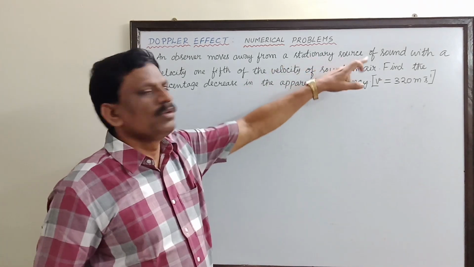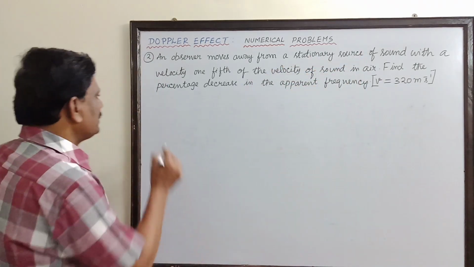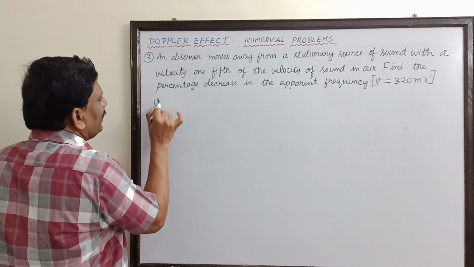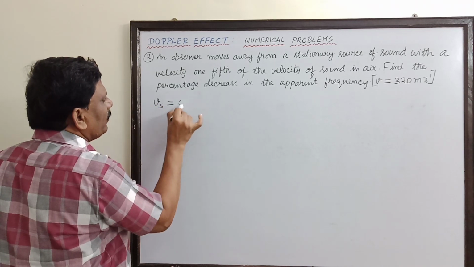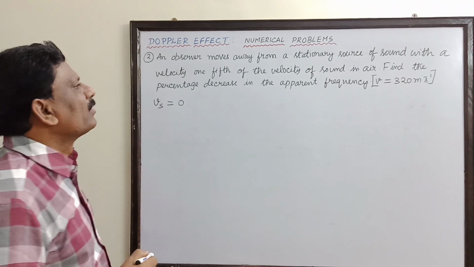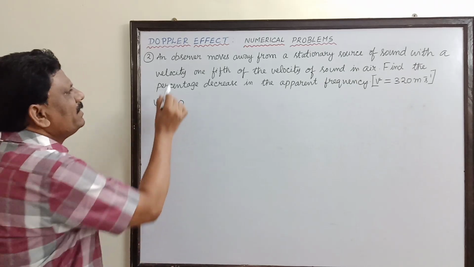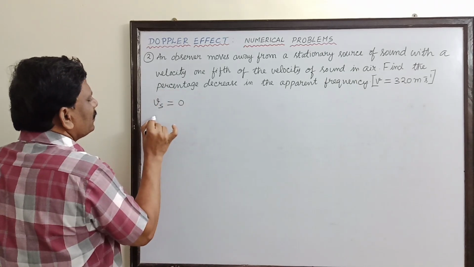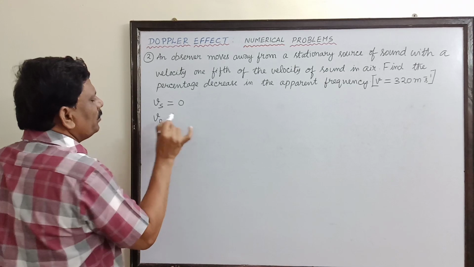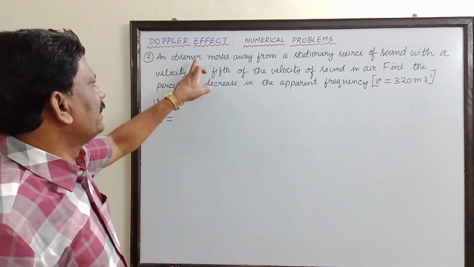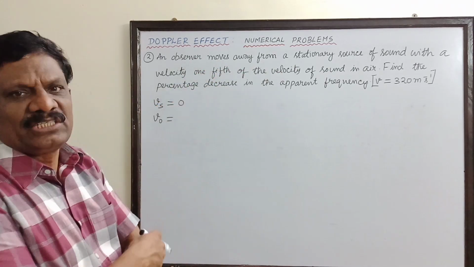The stationary source of sound means what? The source is at rest. So the velocity of the source is equal to 0. Now the velocity of the observer. So the velocity of the observer has to be written first. Now we can see that he is moving away from the stationary source.